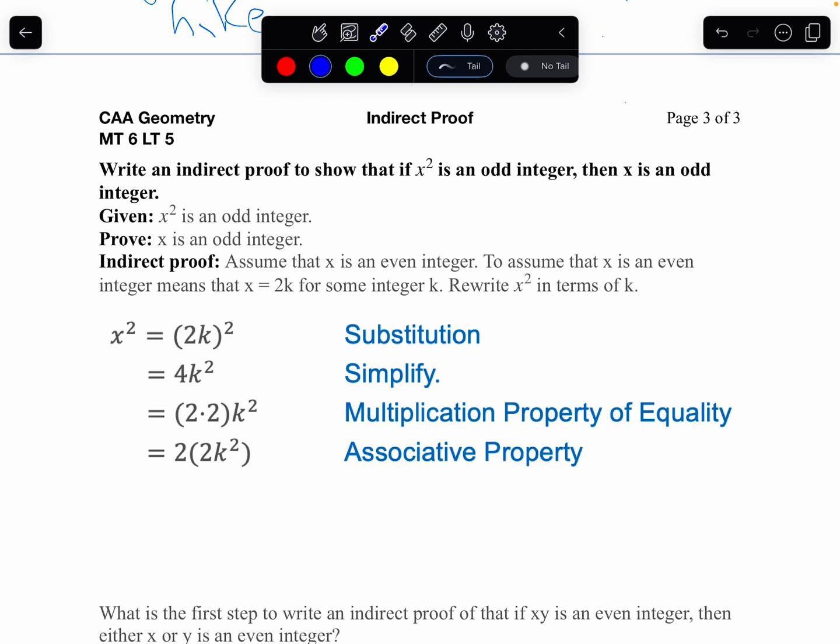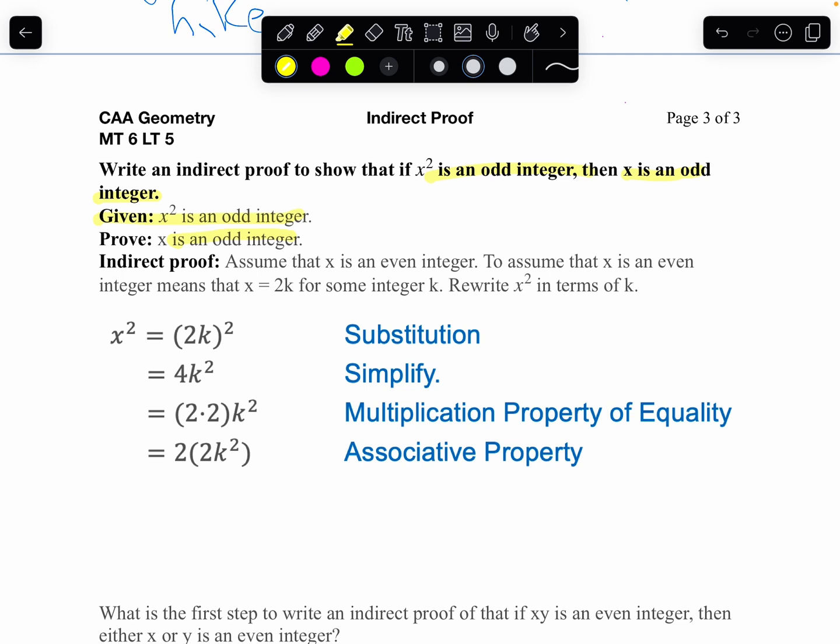So we're supposed to write an indirect proof that if, notice the if part is my given, so that if x squared is an odd integer, notice we're given x squared is an odd integer, then I want to prove x is an odd integer.